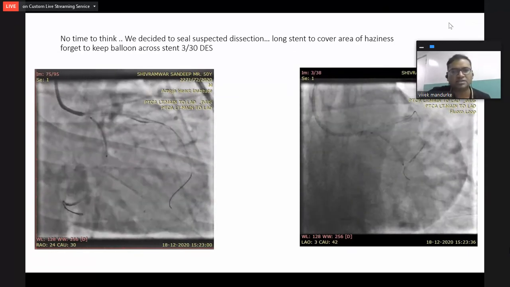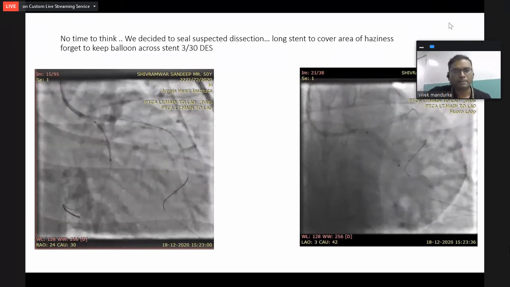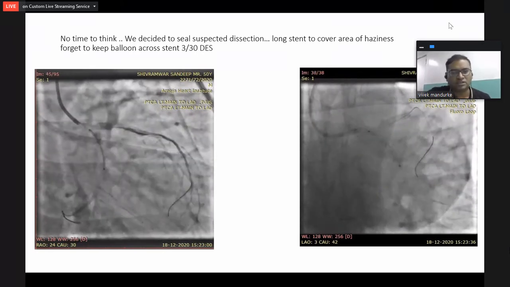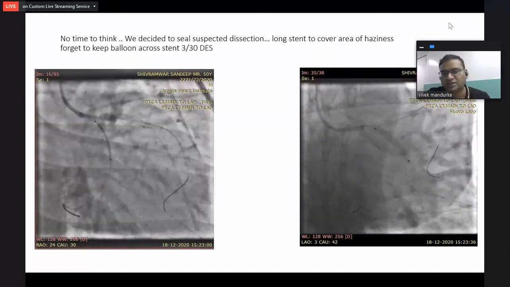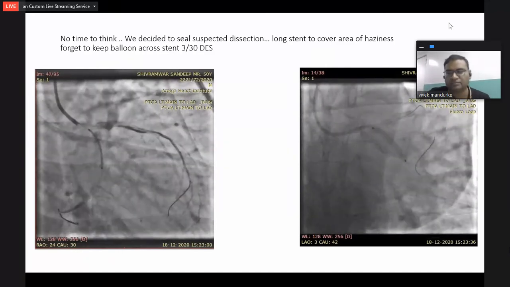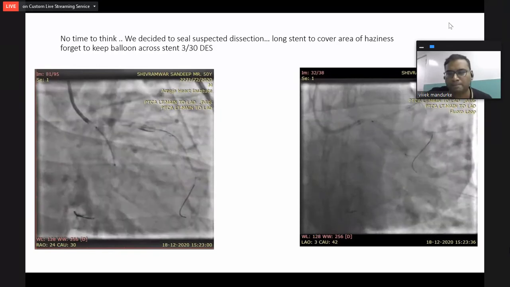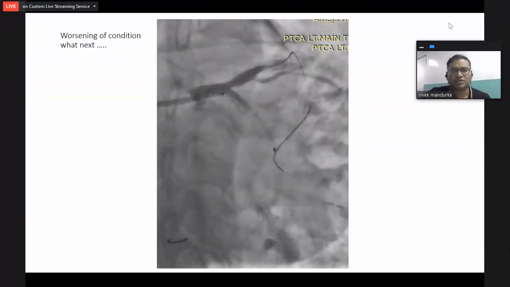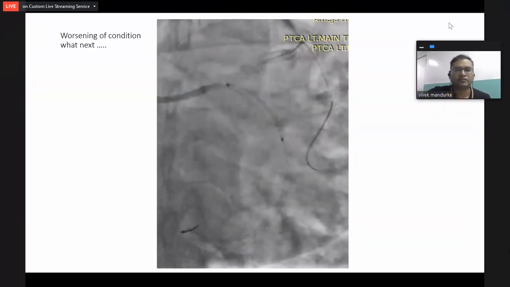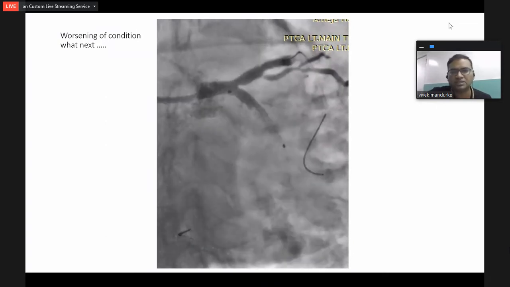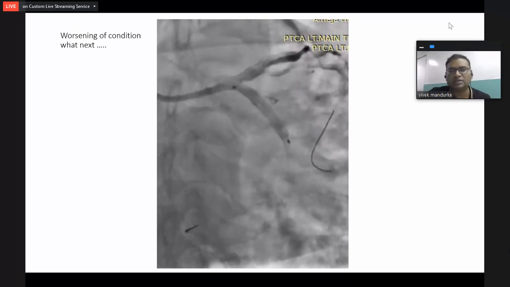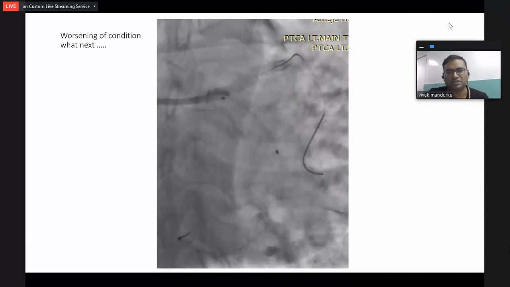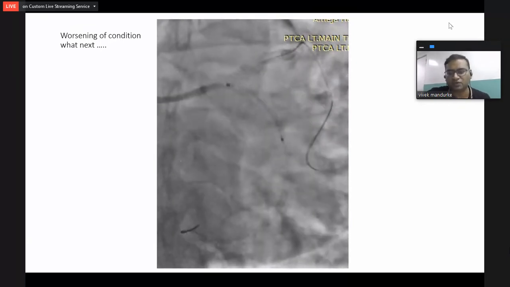But in this, we forgot to put a balloon across in the LAD. And while deploying, we noticed that the stent is too much inside the left main now. So instead of improving the patient, the condition got worse. We thought that with this long stent, I think we can improve this patient's condition, but we can see there is no flow in the circumflex and very sluggish flow in the LAD.